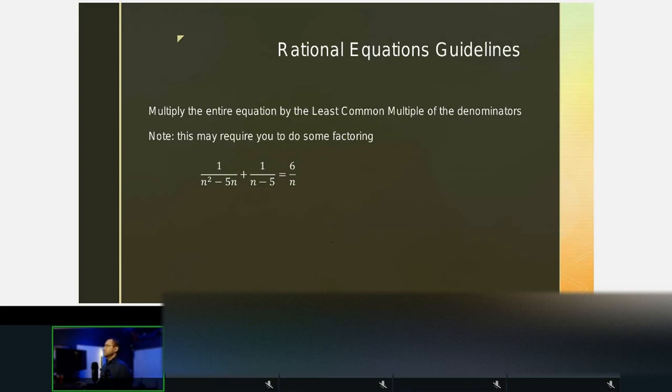All right, rational equations. Given a problem like this, we have a fraction plus another fraction equals a fraction, right? So we want to multiply this entire equation by the LCM, the lowest common multiple. Least common multiple, LCM. Now, do any of you recall how to find the LCM? Anybody in chat? How do we find LCM?